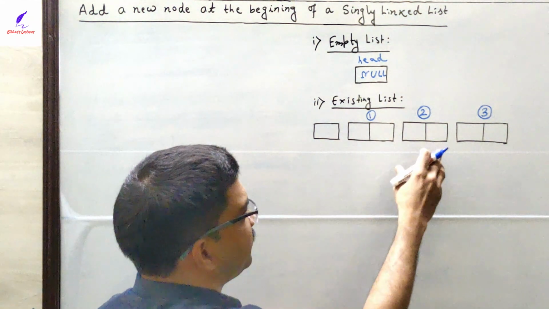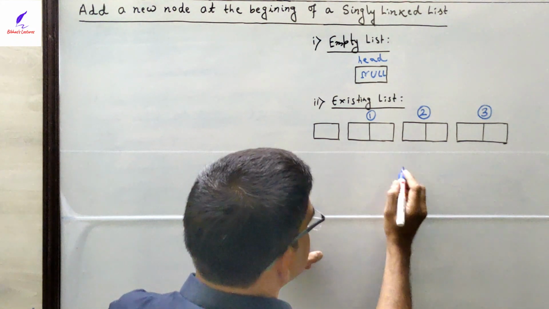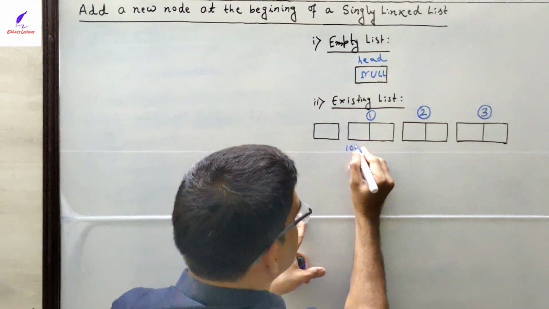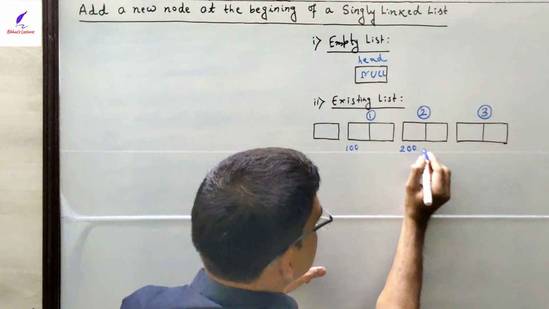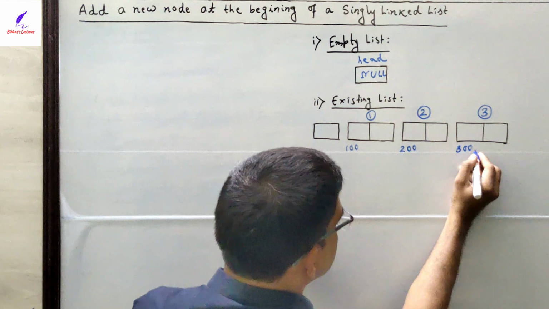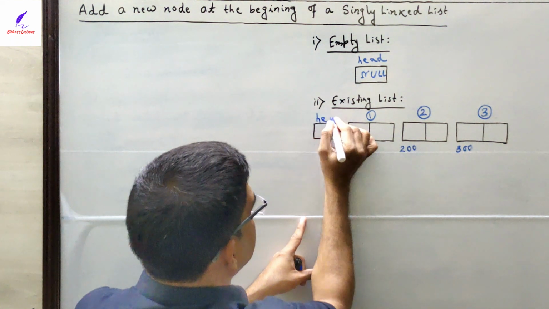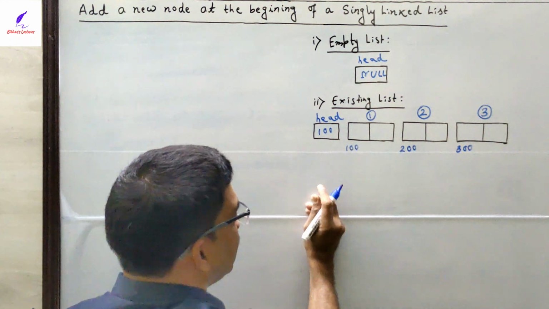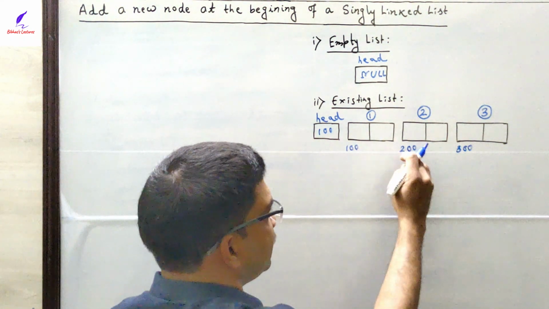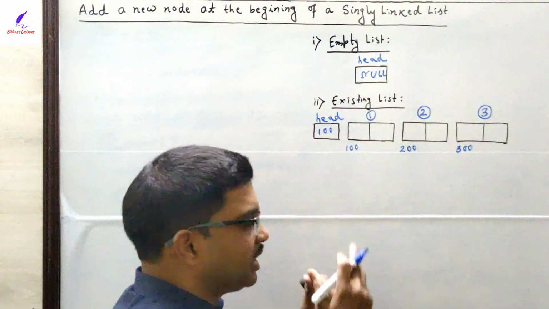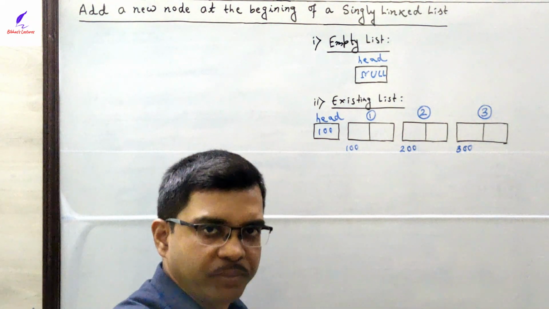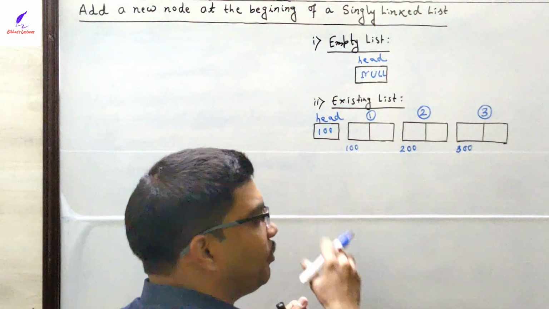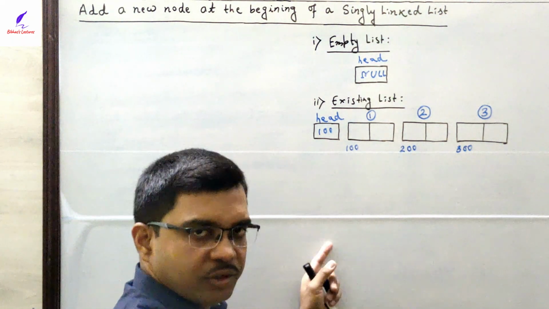Okay, so suppose this is the existing list. So 3 nodes are there, node number 1, node number 2 and node number 3. Suppose the address of node number 1 is 100, the address of the second node is 200 and the address of the third node is 300. So head will contain the address of the first node and here it is 100. Now I have already told you in my previous video that this address we are assuming, it can be any other address, and it will be assigned by the compiler only. We cannot predict this address or even demand any address. So for the sake of understanding, for the time being, we are assuming this kind of addresses.